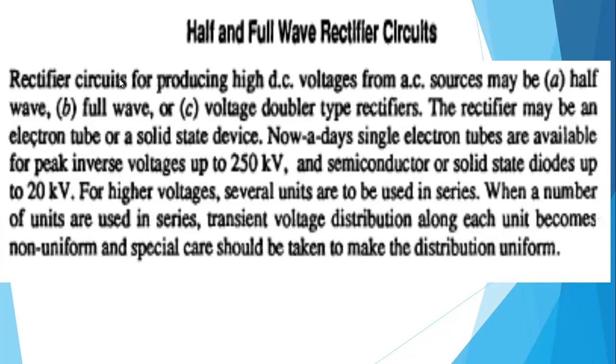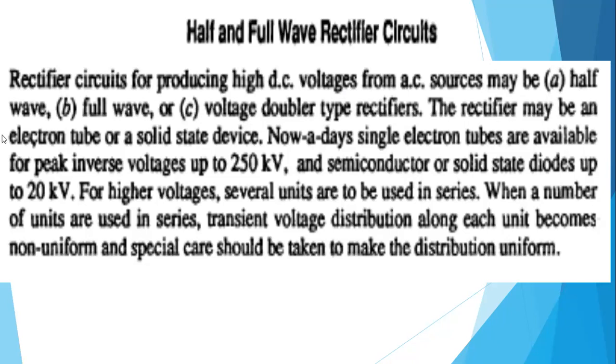Rectifier circuits for producing high DC voltages from AC sources may be one, half wave, two, full wave, and third one also voltage doubler type rectifiers. In the voltage doubler type rectifier also we have half wave and full wave. Okay, so we'll discuss that.